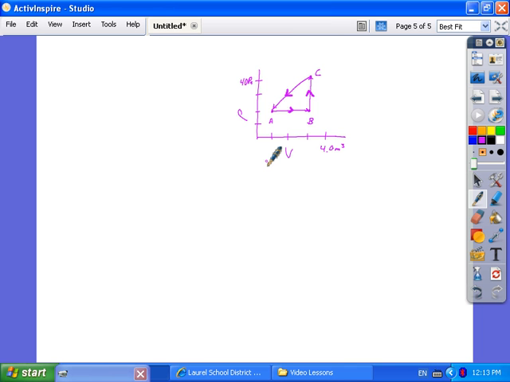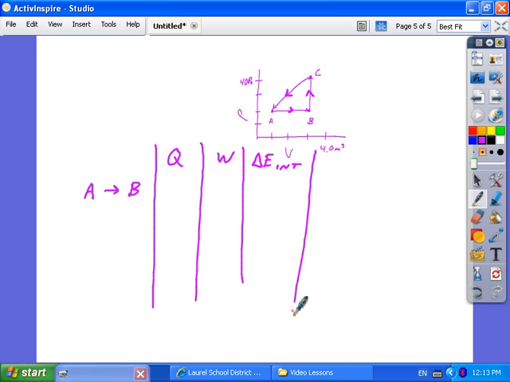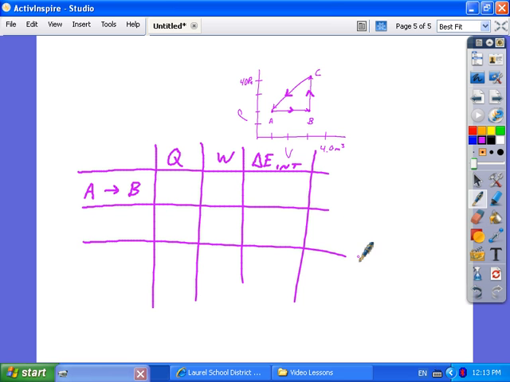Right now, we draw up this chart the way that we've got it. A to B, and we've got Q, W, delta E internal. Get a nice little chart here, and it's just asking you general trends. Is it going to be positive? Is it going to be negative? Is it going to be zero? So we've got A to B, B to C, C to A. Now the ones they already give you, we've got a plus here and a plus here. Plus and plus.